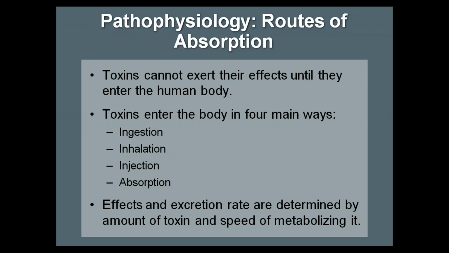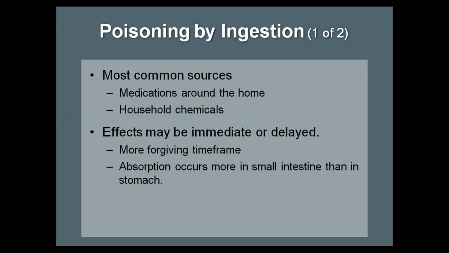Toxins enter the body in 4 main ways: ingestion, which is probably the most common that we come across in EMS, and inhalation, injection, or absorption. Effects and excretion are determined by the amount of toxin, and each toxin has a different way it's metabolized by the body. That's why it's nice to have something like the Poison Control Center that you can reference, because they'll have all that stuff dialed in.